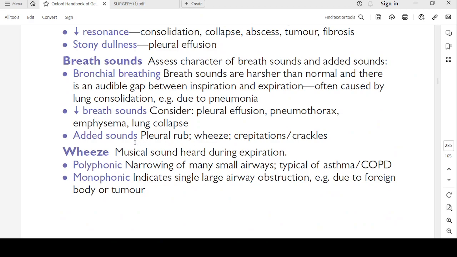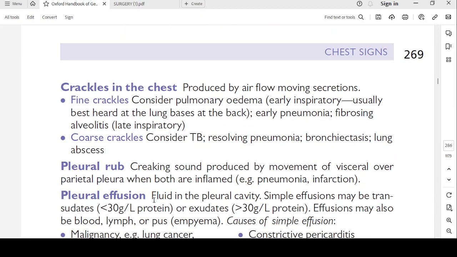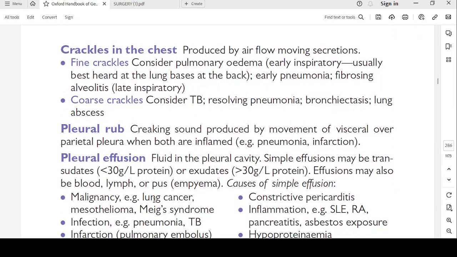Added sounds: pleural rub, wheeze, crepitations and crackles. Wheeze is a musical sound heard during expiration. Polyphonic wheeze indicates narrowing of many small airways, typically of asthma or COPD. Monophonic wheeze indicates a large airway obstruction due to a foreign body or a tumor. Wheeze is heard in expiration.